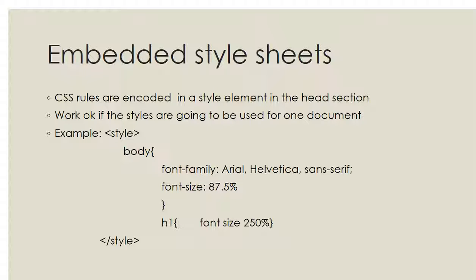This is when you embed the actual code into the HTML for the page. You have the rules encoded. This works okay if the styles are going to be used for one document only. You can only put it in one, because as you'll see, you start off with your style and then you have your body, and then you can put however you're going to format your body and however you're going to do your headings. You can do that up top in the heading part. I still recommend the external. It's a lot easier to handle.